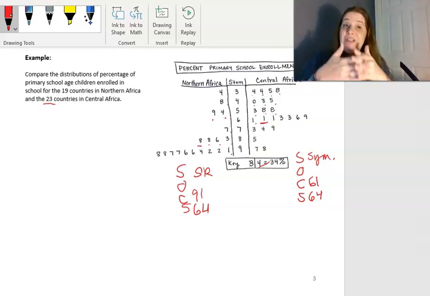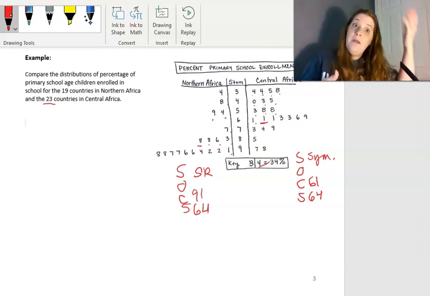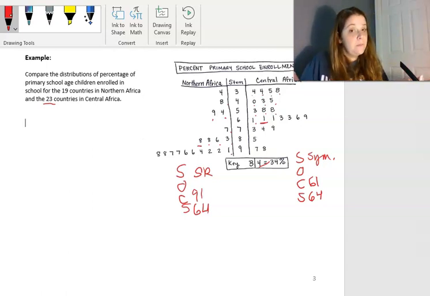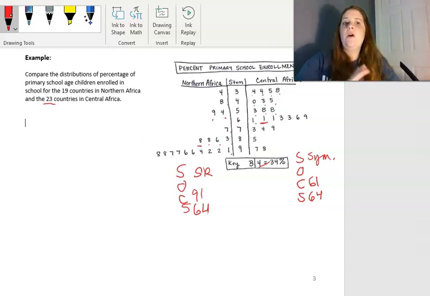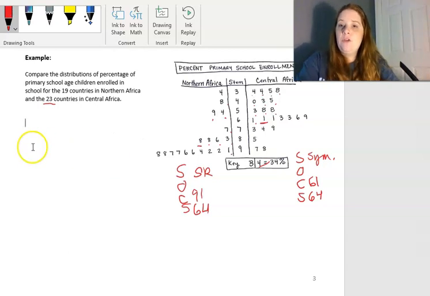The shapes are different. Okay, one is skewed to the right, one is symmetrical. Neither group has any outliers, which I might go ahead and mention because even though there aren't any, that is something they have in common, that they don't have any. And then the center, the median for Northern Africa is much larger than the median for Central Africa. But the spreads are the same. They have the same range.